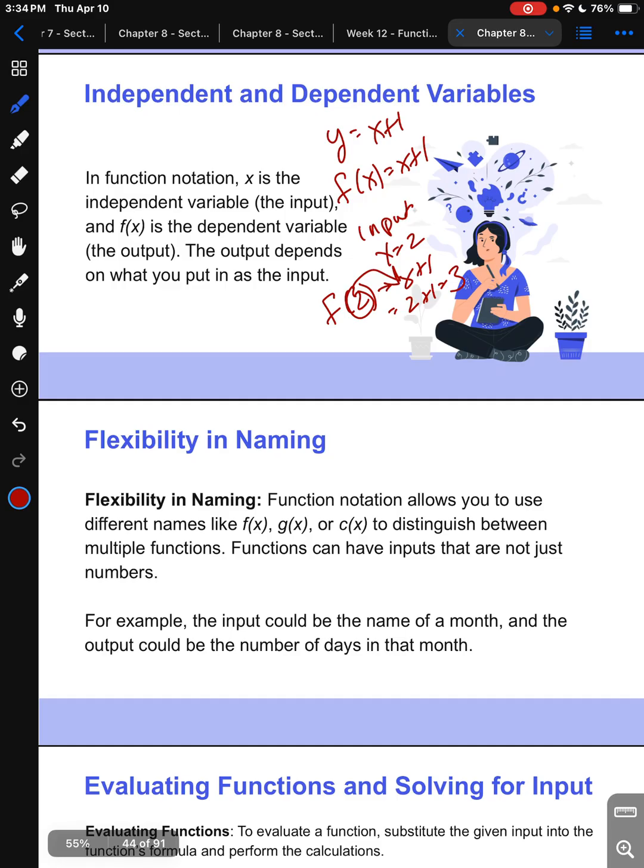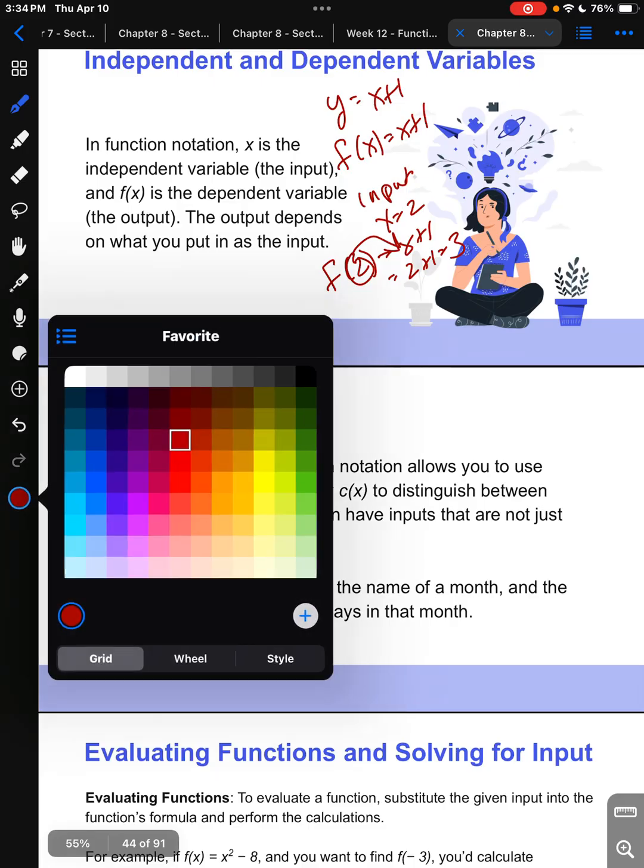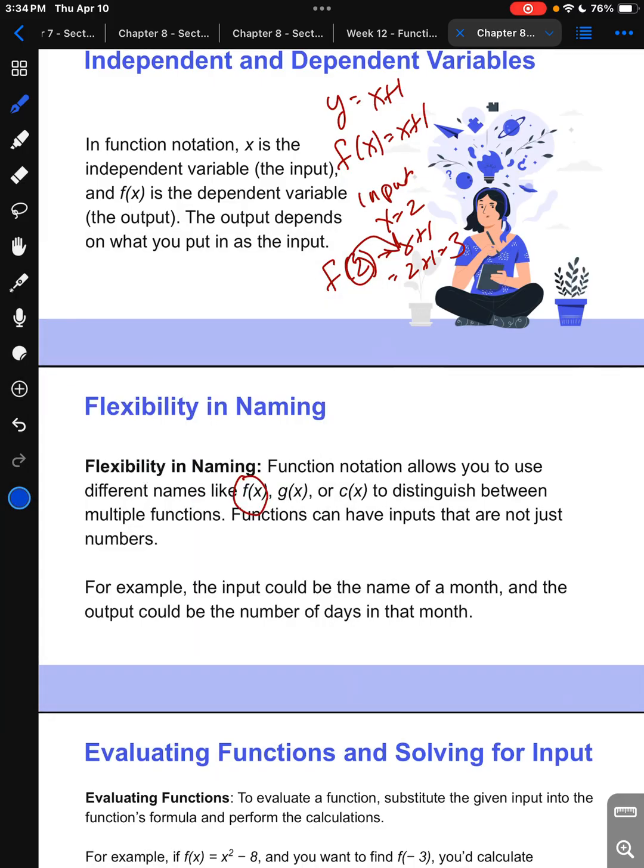And you can name these functions anything you want. I typically use f of x, but you can call it g of x, c of x, whatever you want to. But the big thing about this is that the x here is the input. F of x together is the output.